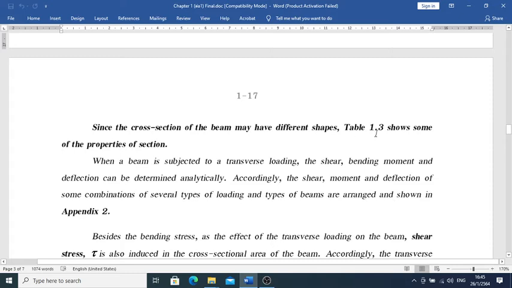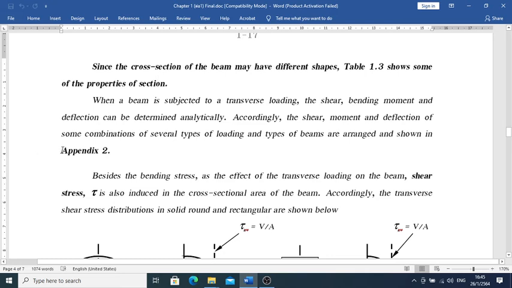Since the cross-sectional beam may have different shapes, Table 1.3 shows you some properties of the section. I show that in Table 1.3 and also in Appendix 2, so could you please have a look at it? I have done shear and bending moment diagrams of many types of loading acting on many types of beams, simple support beams and cantilever beams, with single loads and double loads. You may figure out how to make use of it.